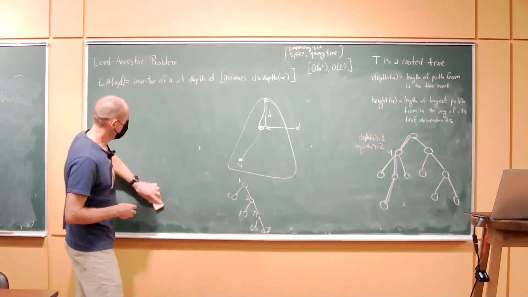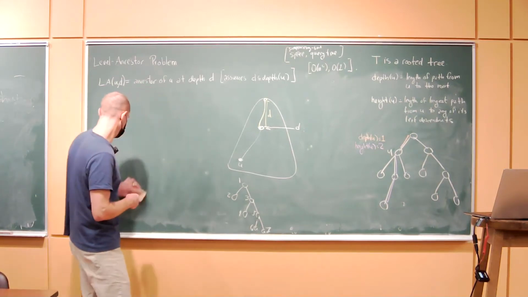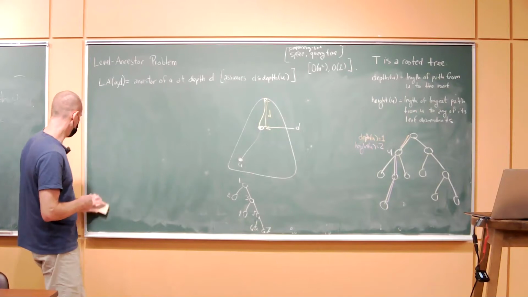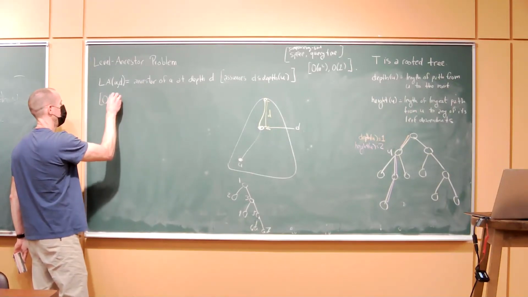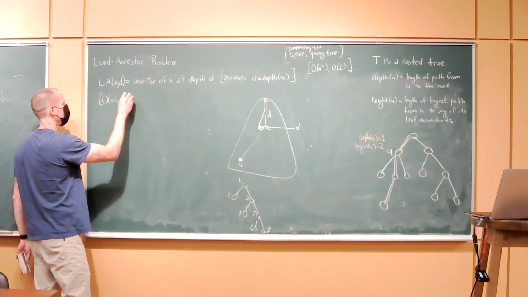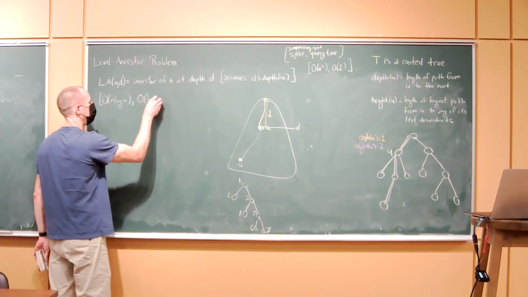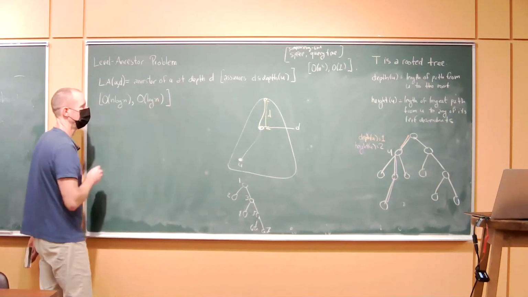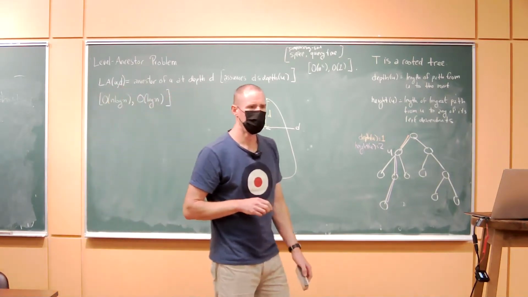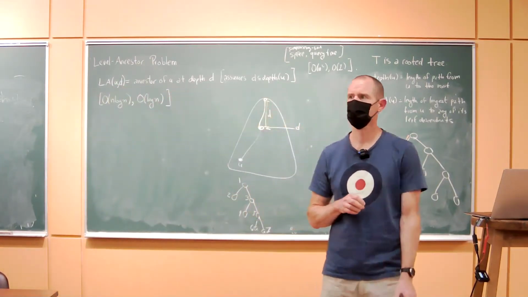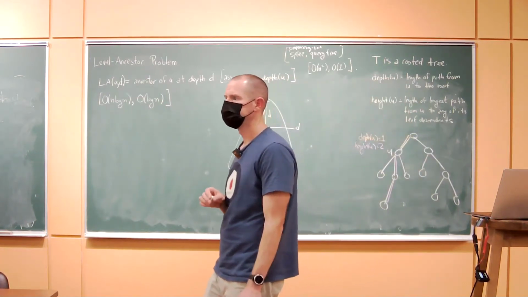Let's try something a little harder. How about n log n space and O of log n query time? So we'll be a little bit slower with the queries, but we'll use much less space.